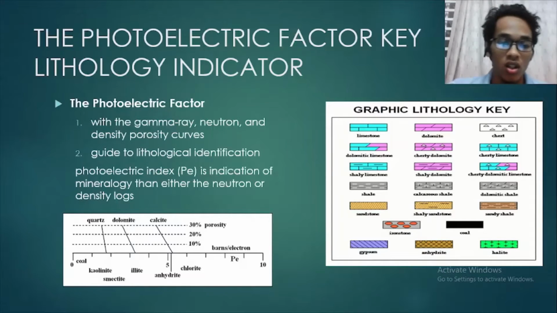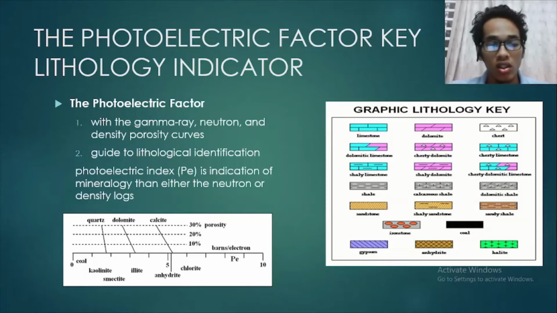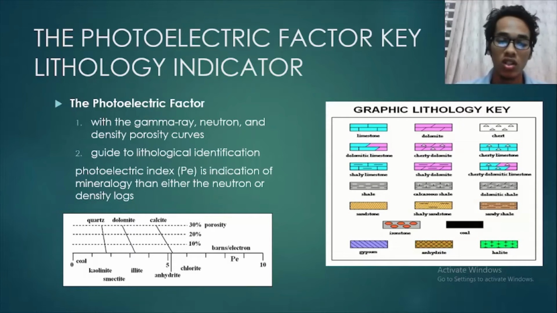Next is the photoelectric factor, key lithology indicator. The photoelectric factor is used as a guide to lithology identification, together with the gamma ray, neutron, and density porosity curves. Atomic numbers, whose aggregate composition in the formation determines the photoelectric factor response. The photoelectric index is an additional measurement used by most recent generation density logging tools that records the absorption of low energy gamma rays by the formation in barns per electron.